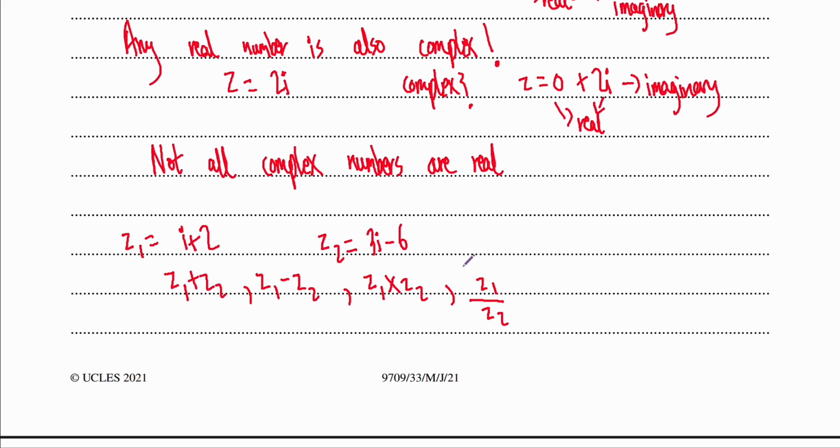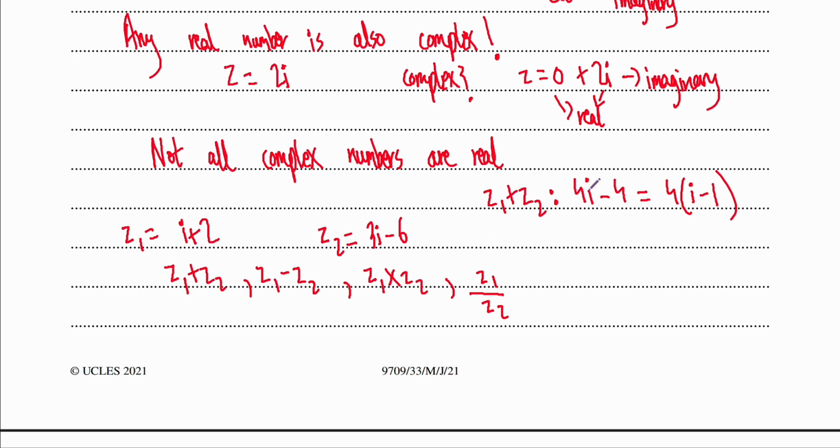Well, let's start with the basics, right? So z1 plus z2. Well, as you would expect, you just add the real parts together and you add the imaginary parts together. So you do i plus 3i, so you would have 4i. And then you do 2 minus 6, so you would have minus 4. So you can write this as 4i minus 4 if you want. It's up to you if you want to factorize, it doesn't really matter.